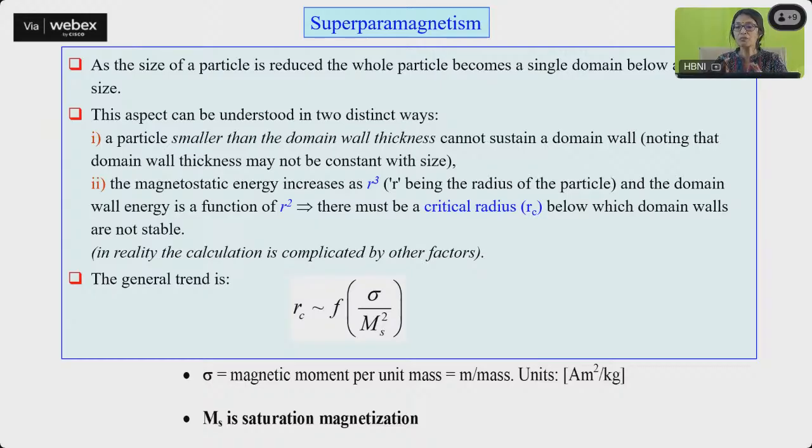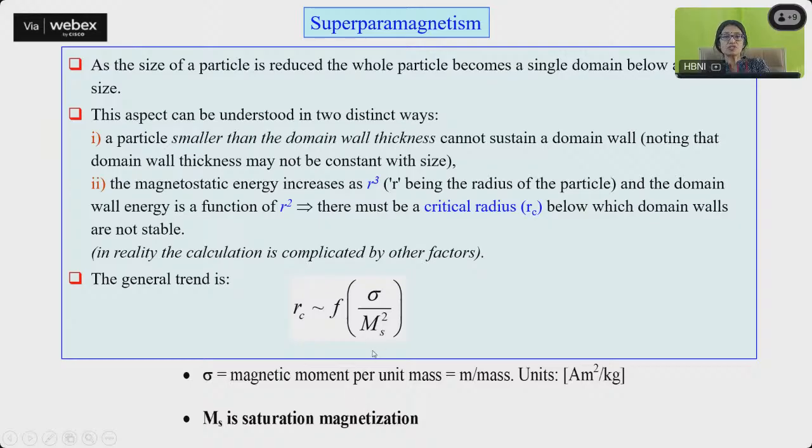you cannot have multiple domains once the size is decreasing. So the general trend is that this Rc value is a function of sigma by Ms squared. Ms is the saturation magnetization. So what you see is that as the radius of the particle decreases, the critical radius is small, and this Ms value, the saturation value, is kind of inversely proportional. So you have a larger saturation magnetization when the size of the particle is small.